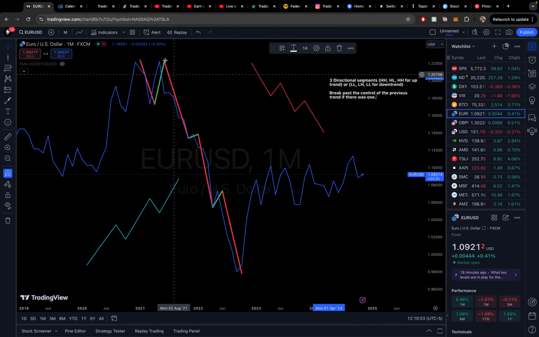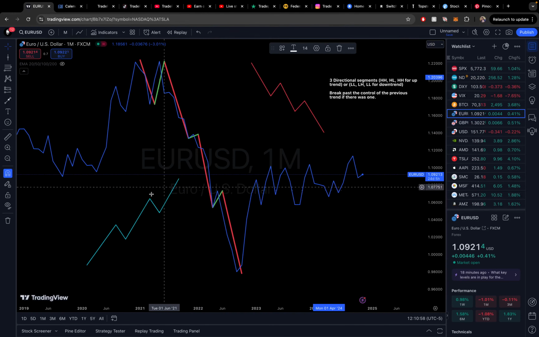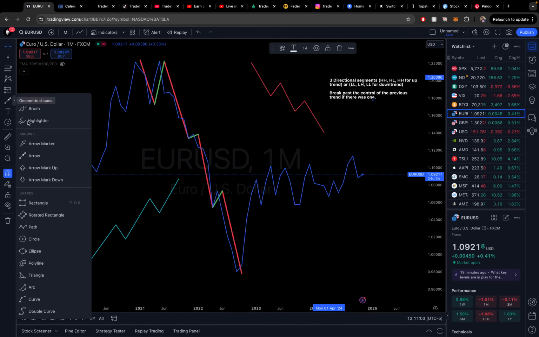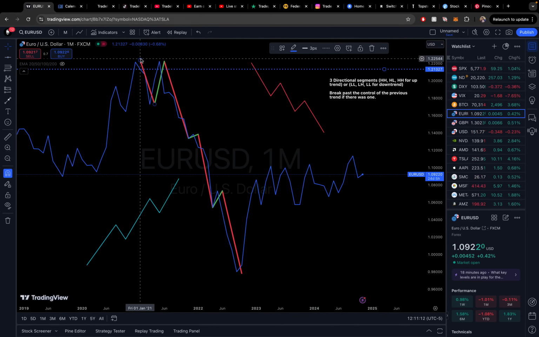Now, every time I'm in a trend, when I establish a new low in a downtrend or a new high in an uptrend, I'm moving my control points. So previously, my control points were up here on the first segment. Let me grab this horizontal segment. I had a controlling higher high.